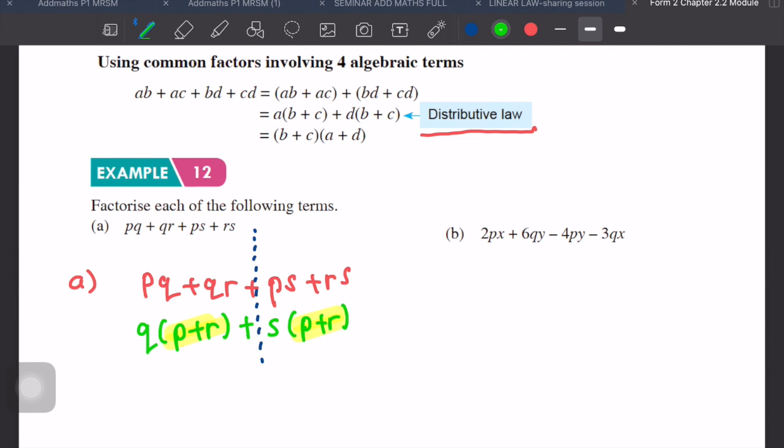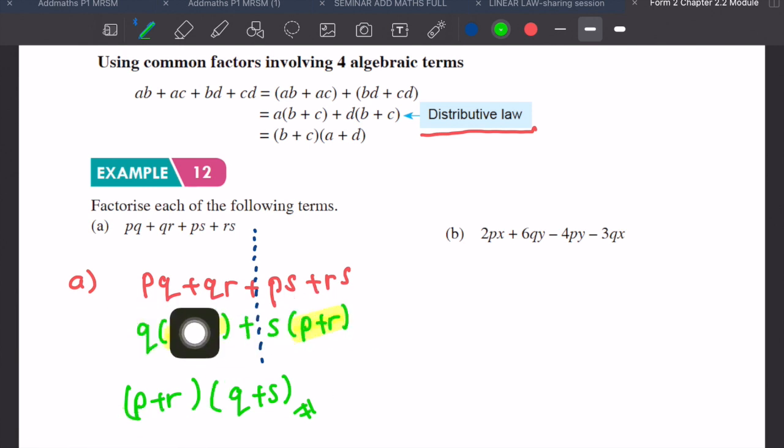Okay, sekarang belakang ni pula. PS, RS. Apa yang sama? S. Keluarkan S. Tinggal P plus R. Syarat dia di sini, yang dalam kurungan ni mesti sama. P plus R, P plus R. Sama kan? Kalau sama, maksudnya dia ada di depan dan di belakang. So, kita boleh keluarkan P plus R. So, tinggallah Q plus S. Bila awak expand balik, awak akan dapat balik yang atas tu. Sebab ni semua plus, tak ada masalah.